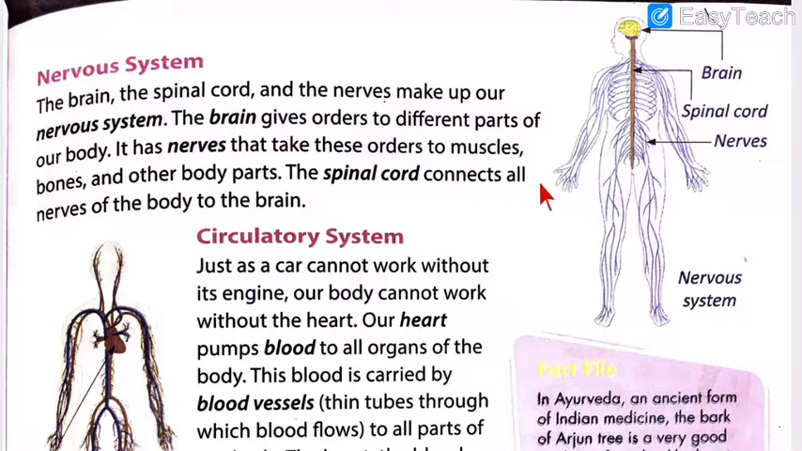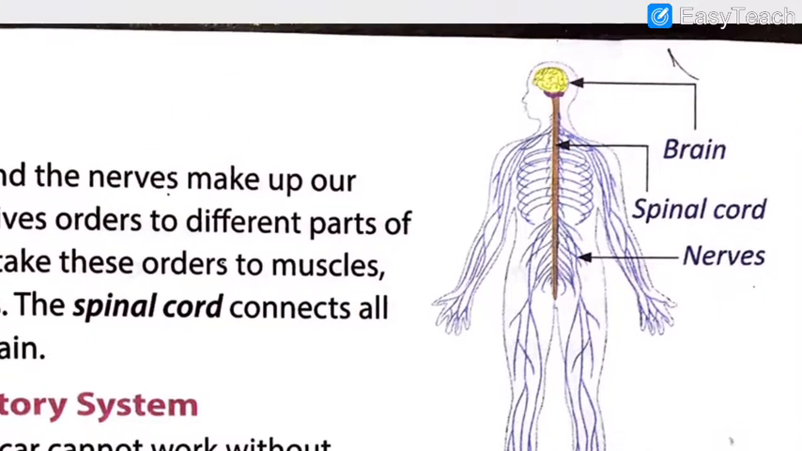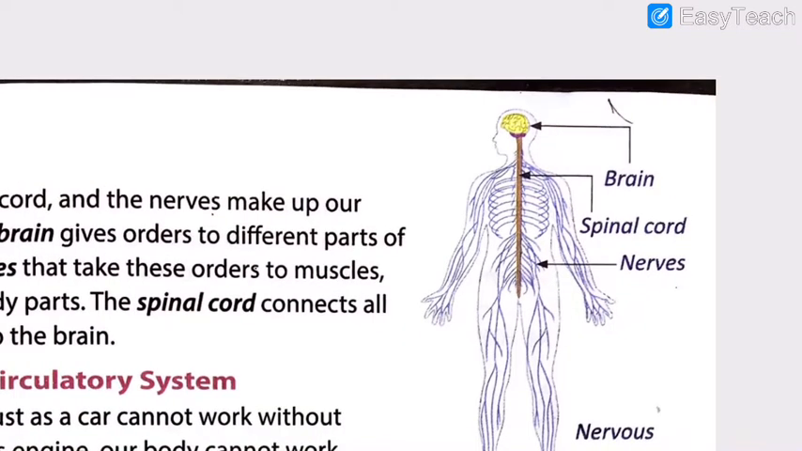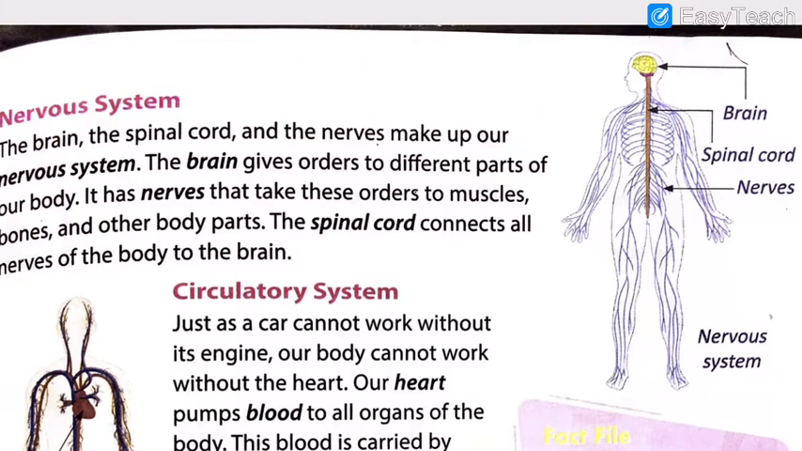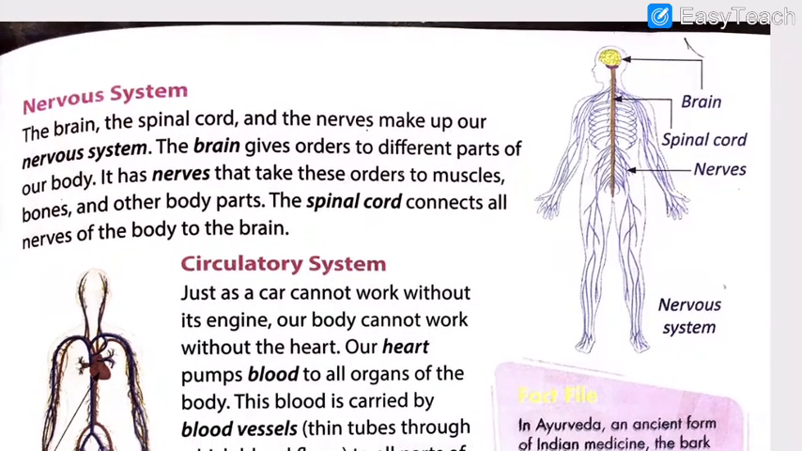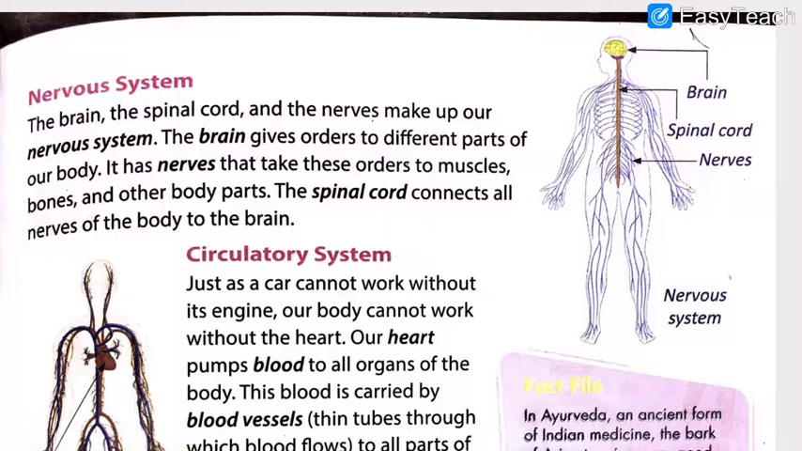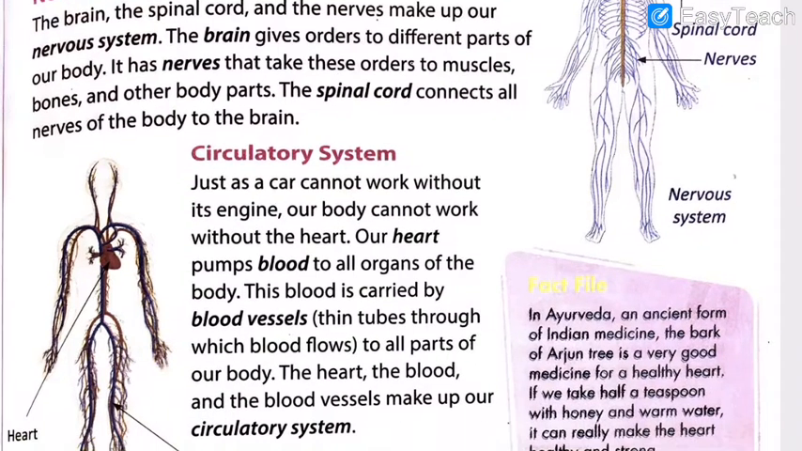The spinal cord connects all the nerves of the body to the brain. In whichever part the nerves are, it connects them to the brain. So even when the spinal cord is injured, the doctor will say that it is a very serious injury, because it is the main pathway, the connection between your brain and the different nerves of the body. I hope that this was very simple for you to understand. Moving on to the next, the circulatory system.